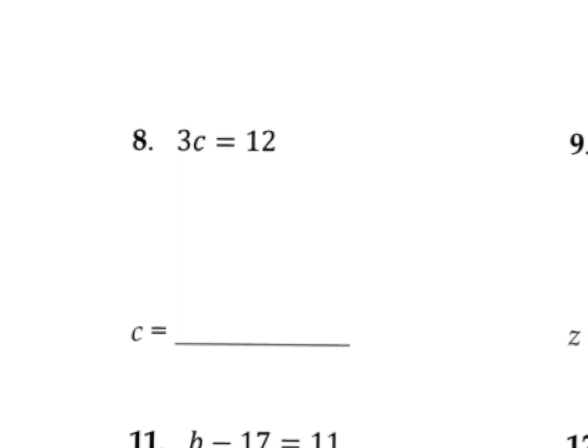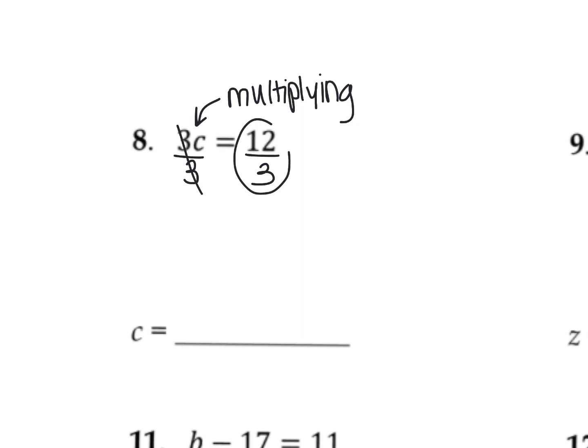Number 8, we have 3c. Again, no symbol between means that they are multiplying. It's very important to know. So because they're multiplying, we're going to divide by 3 on both sides. 3 divided by 3 cancels, so we get c equals 12 divided by 3, which is 4.